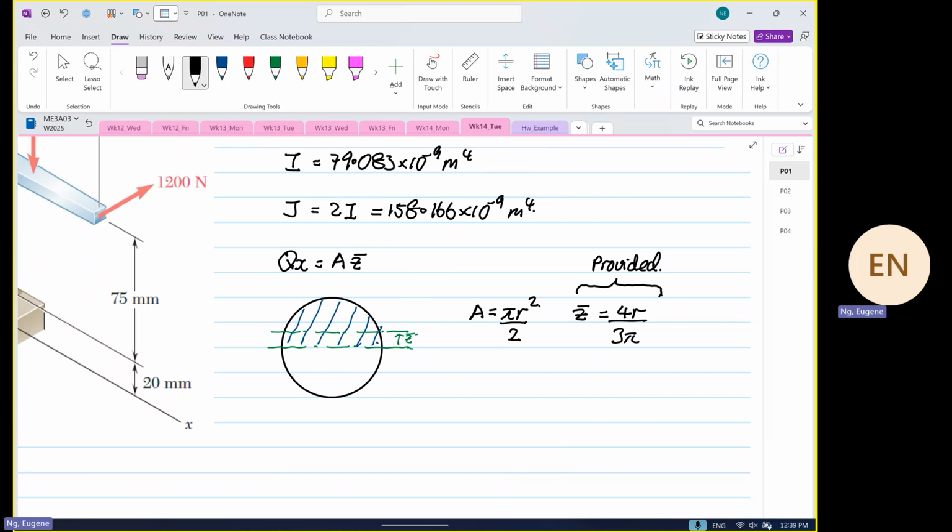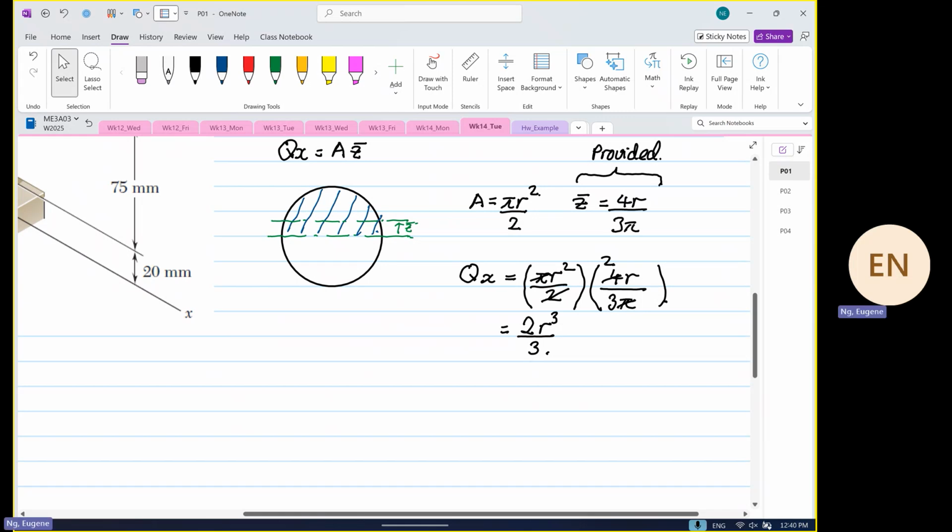Okay. So from here, we know that Qx is equal to the cross-sectional area, pi r squared over 2, times the Z bar, 4r over 3 pi. So when you cancel them, you can cancel 2, you can cancel pi. So this will become 2r cubed over 3. That's why when you look at the solution manual, it seems confusing. Where is the pi? Yes or no? So the pi disappears from here.